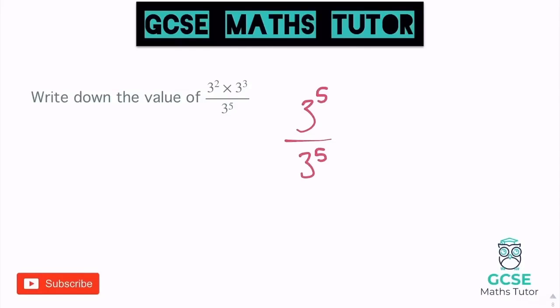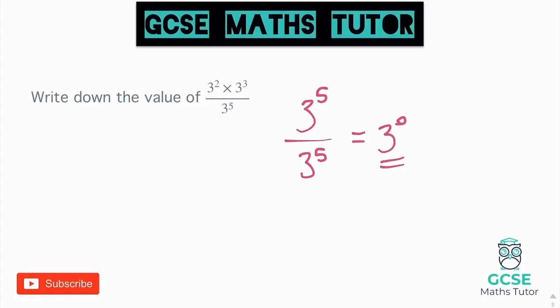Now it says write down the value. If I think about what this is as a power of 3 though, 3 to the power of 5 divided by 3 to the power of 5, we subtract the powers. So that's 5 take away 5, and 5 take away 5 is 0. So 3 to the power of 5 take away 3 to the power of 5 gives me 3 to the power of 0.